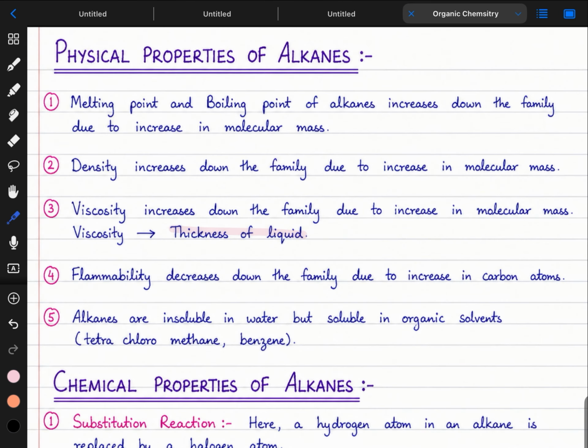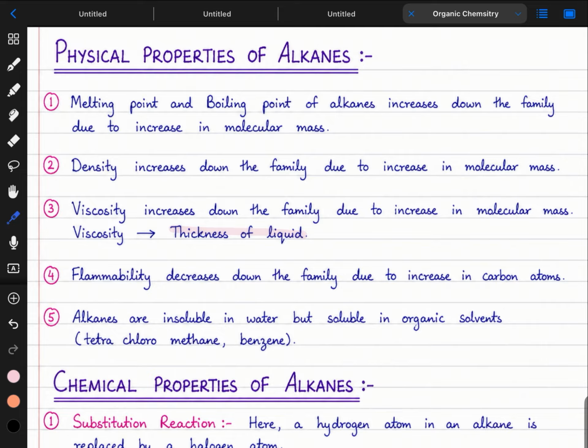So another topic to discuss is the physical properties of alkanes. The first physical property of alkane is that its melting point and boiling point increases down the family due to the increase in the molecular mass. Now, there is an increase in the molecular mass because the number of carbon atoms are increasing down the family, so a high amount of energy is required to reach the melting point and the boiling point.